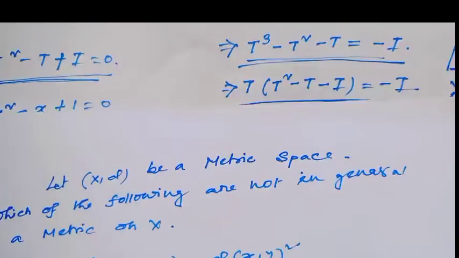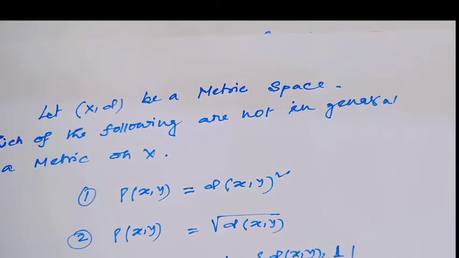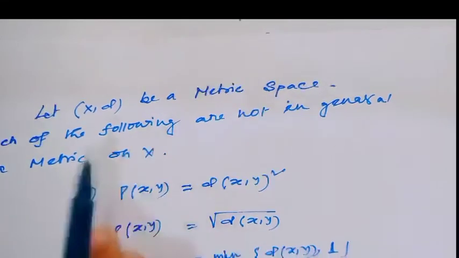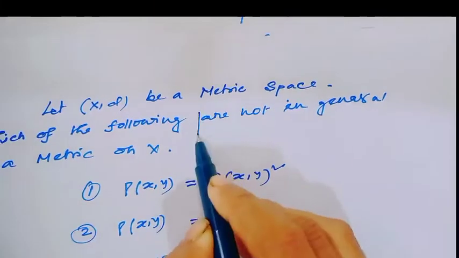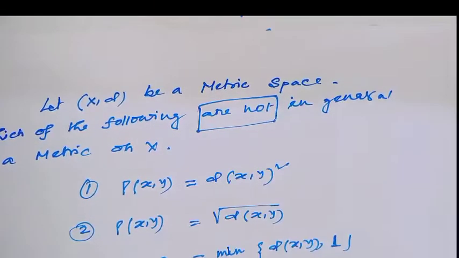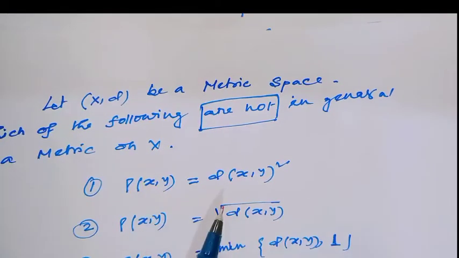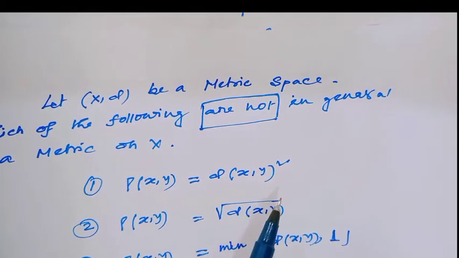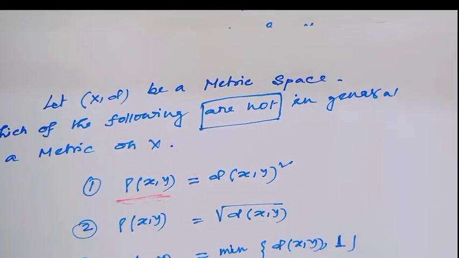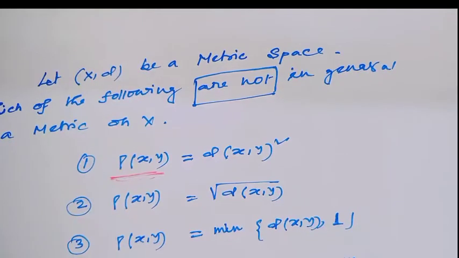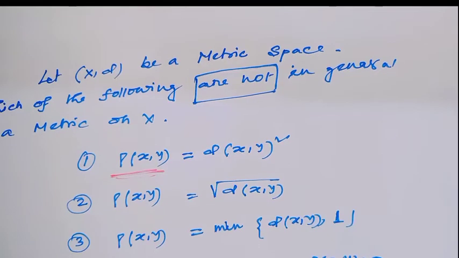At first I will look at one example which had come in the GATE exam. The question is: let X be a metric space, and which of the following are not metrics in general? Option 1, rho of xy equal to d of xy whole square. Obviously rho is an induced metric, and what is the induced metric? I had discussed it briefly in my previous video.